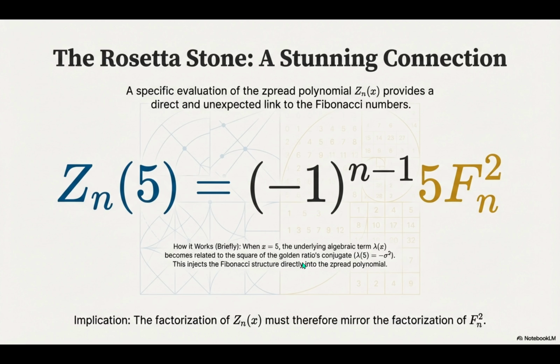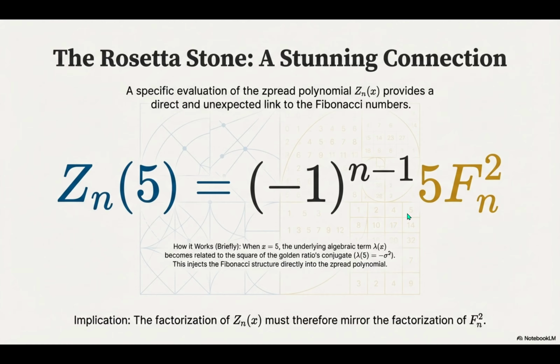If you evaluate the spread polynomial at one very special number, x equals 5, you get this identity. Zn of 5 equals (-1)^(m-1) times 5 times Fn squared. Wow. Okay, so plugging the number 5 into this geometric polynomial spits out the square of the nth Fibonacci number. Essentially, yes.